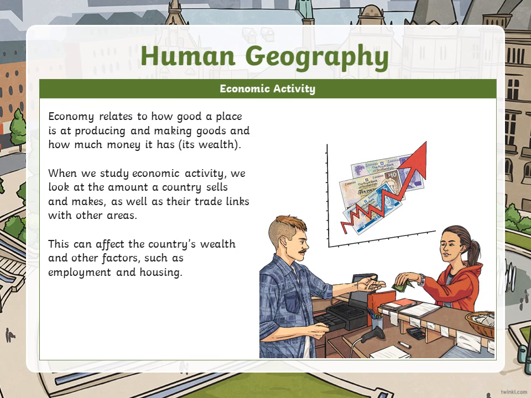Next, we have the economic activity of human geography, how rich that place is, how much money they have. And that's a lot to do with the wealth, the goods that are made in that town or city. And we study economic activity. We look at the amount that that country or town sells and how much money they make in that town, city or country. It's all to do with the trade links, and we did look at a lot of trade links with our tutors about the to-ing and fro-ing and the different buying and selling between countries. It can affect the country's wealth significantly, and it's also to do with the employment and the housing, how rich or poor the city or the country is altogether.